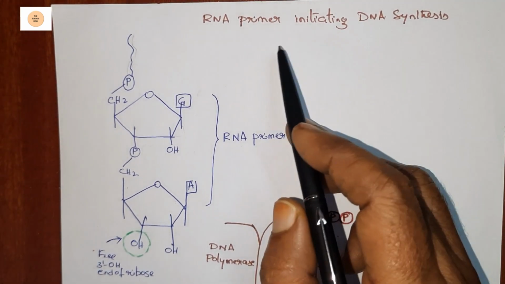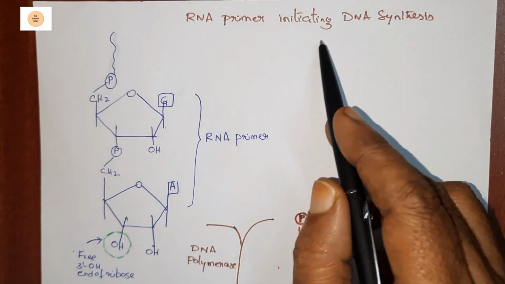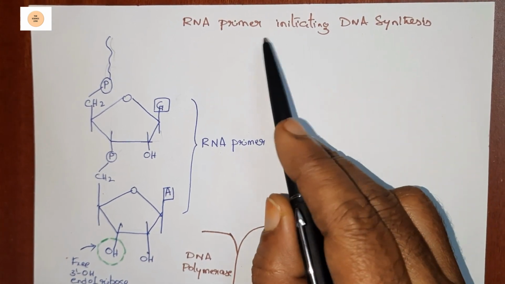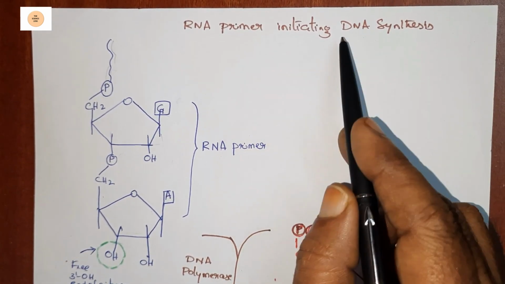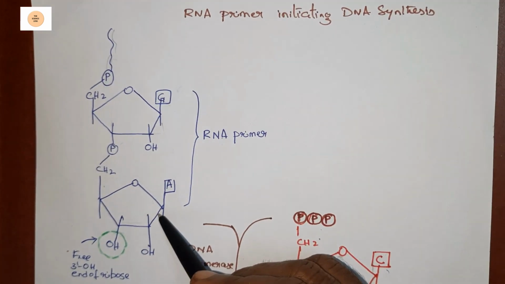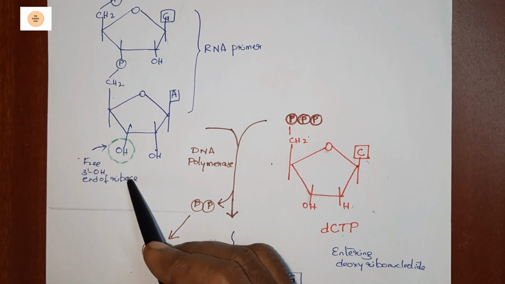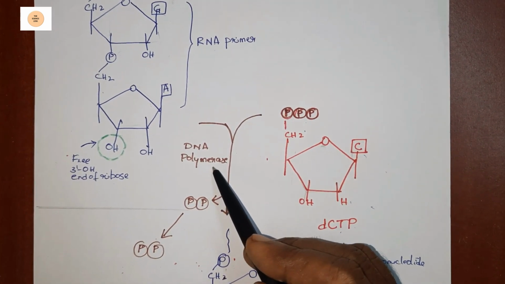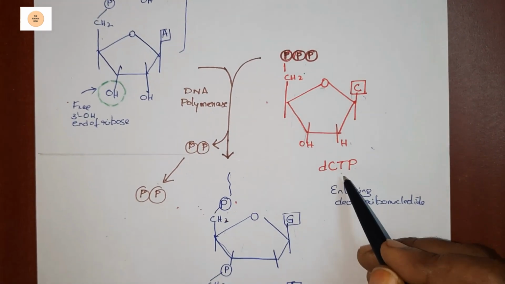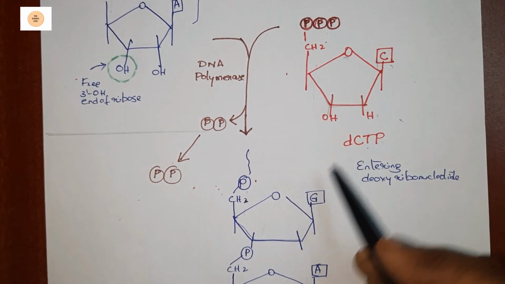This is the figure explaining how the RNA primer and dNTPs are attached. So RNA primer initiates DNA synthesis. How the bond is formed between the RNA primer and the newly added dNTPs. Here this is the RNA primer, and this is the free 3' hydroxy end of this ribose sugar. And here this is the enzyme DNA polymerase, and this is dCTP. We are taking dCTP here as an example. So this dCTP is entering here.